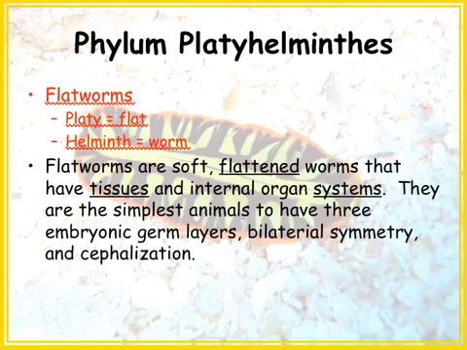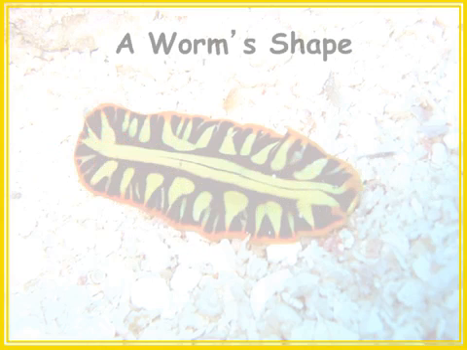This is the definition of a flatworm. Flatworms are soft, flattened worms that have tissues and internal organ systems. They are the simplest animals to have 3 embryonic germ layers, bilateral symmetry, and cephalization. So let's talk about what each of those things mean.